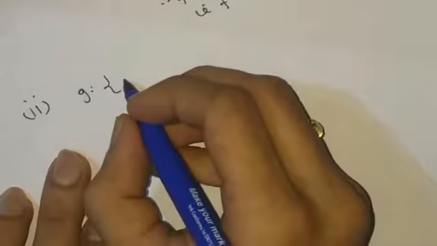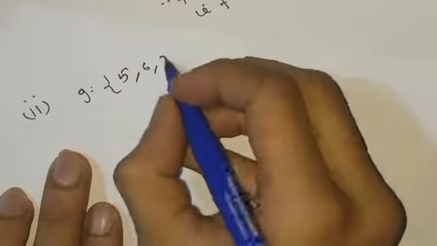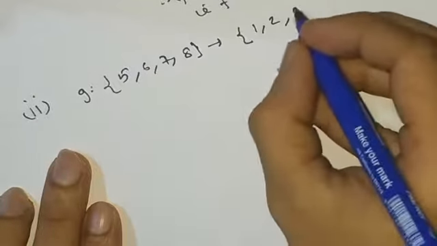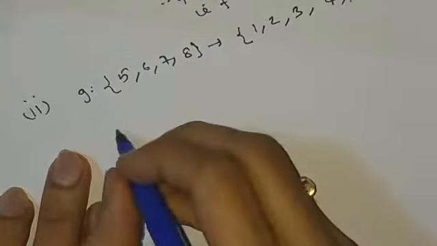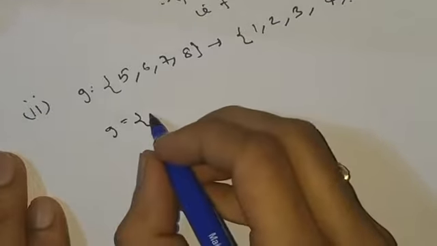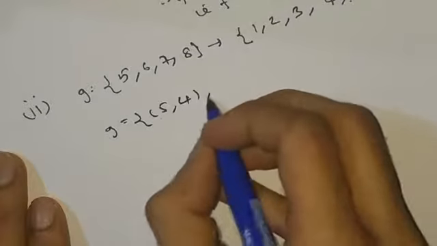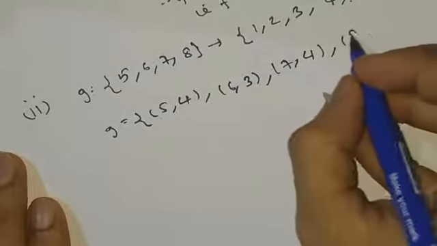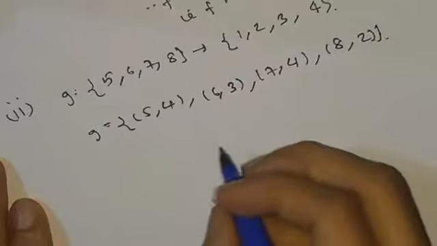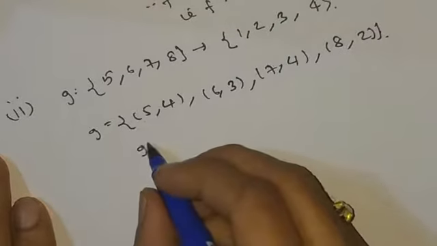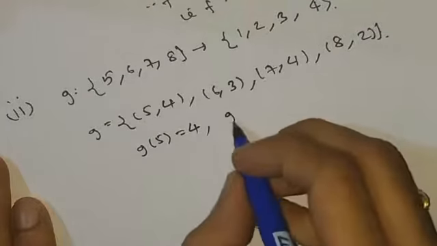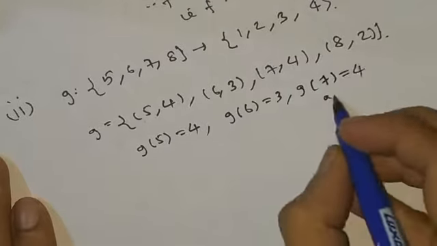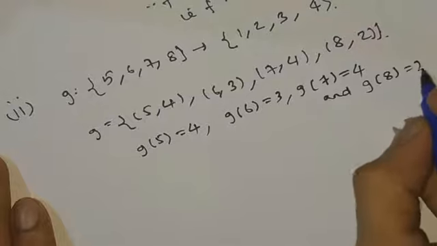So you have g from the set {5, 6, 7, 8} to the set {1, 2, 3, 4}. The definition of g is given as (5, 4), (6, 3), (7, 4), (8, 2). So that means, by the standard way of writing the function, g of 5 is 4, g of 6 is 3, g of 7 is 4, and g of 8 is 2.